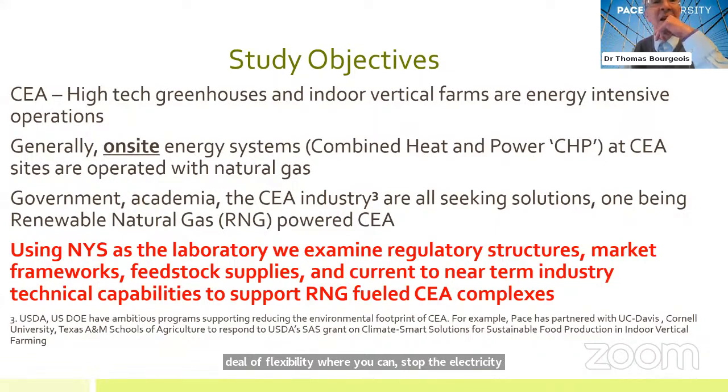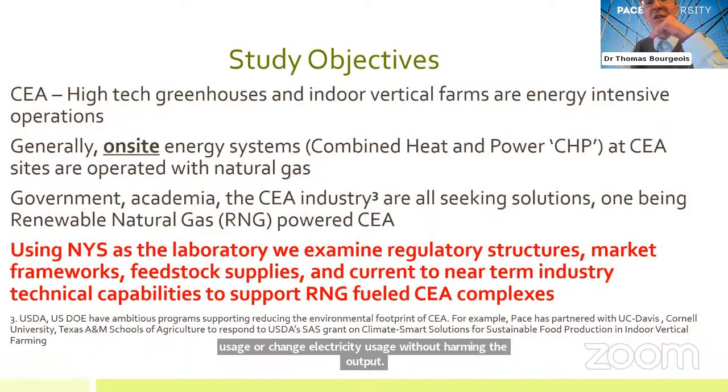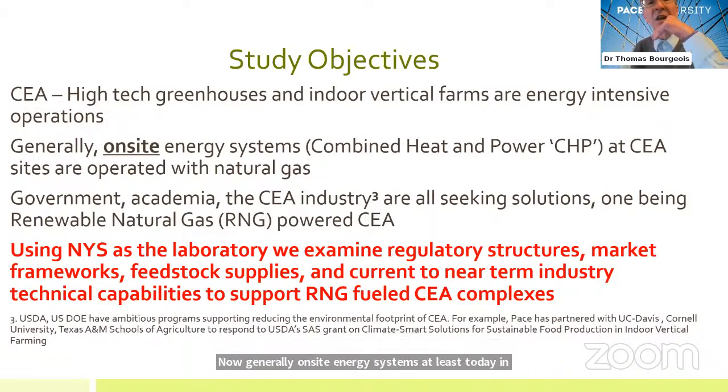Now, generally, on-site energy systems, at least today in the Netherlands and elsewhere, are operated with natural gas, but we're all looking at solutions, government, academia, the CEA industry, to move to renewable natural gas, to biogas-powered CEA and other forms of CEA. We've been looking at New York as a laboratory to examine the changes in regulation that are necessary, frameworks and feedstock supplies. And just as an aside, that footnote down on the bottom, I partnered with UC Davis School of Agriculture, Cornell University's horticulture program, Texas A&M, on a USDA grant for climate smart solutions for sustainable food production in indoor farming.